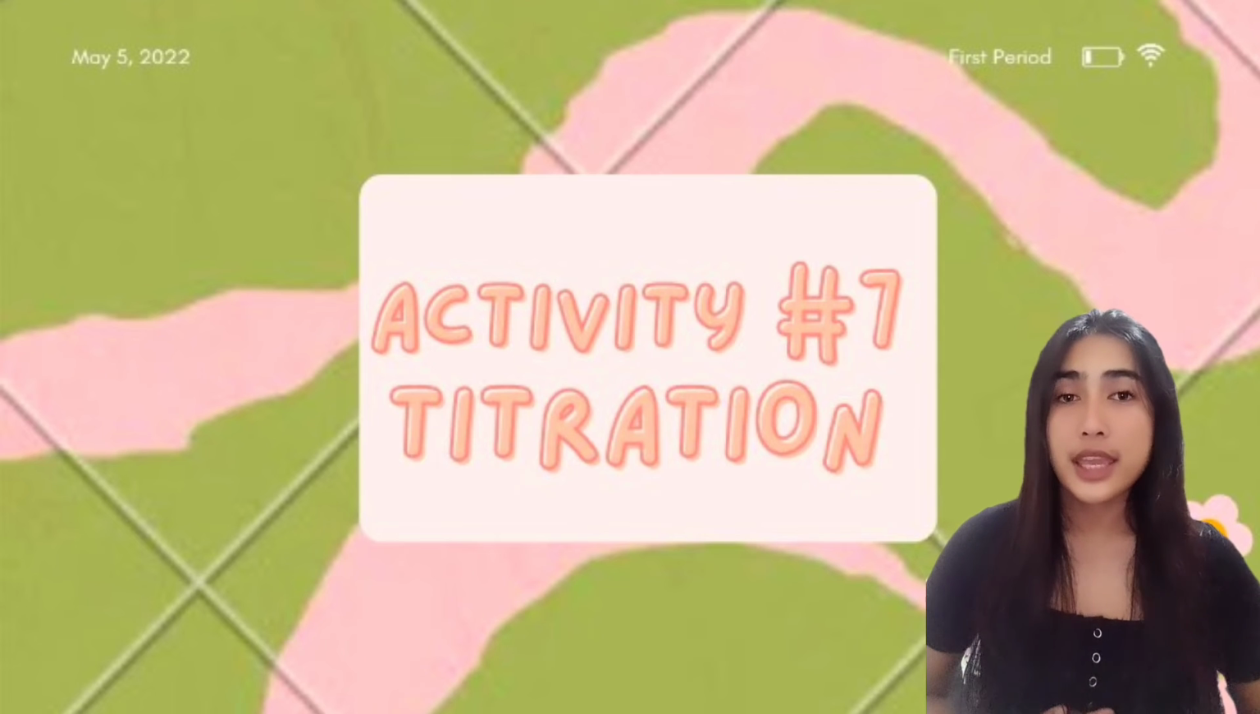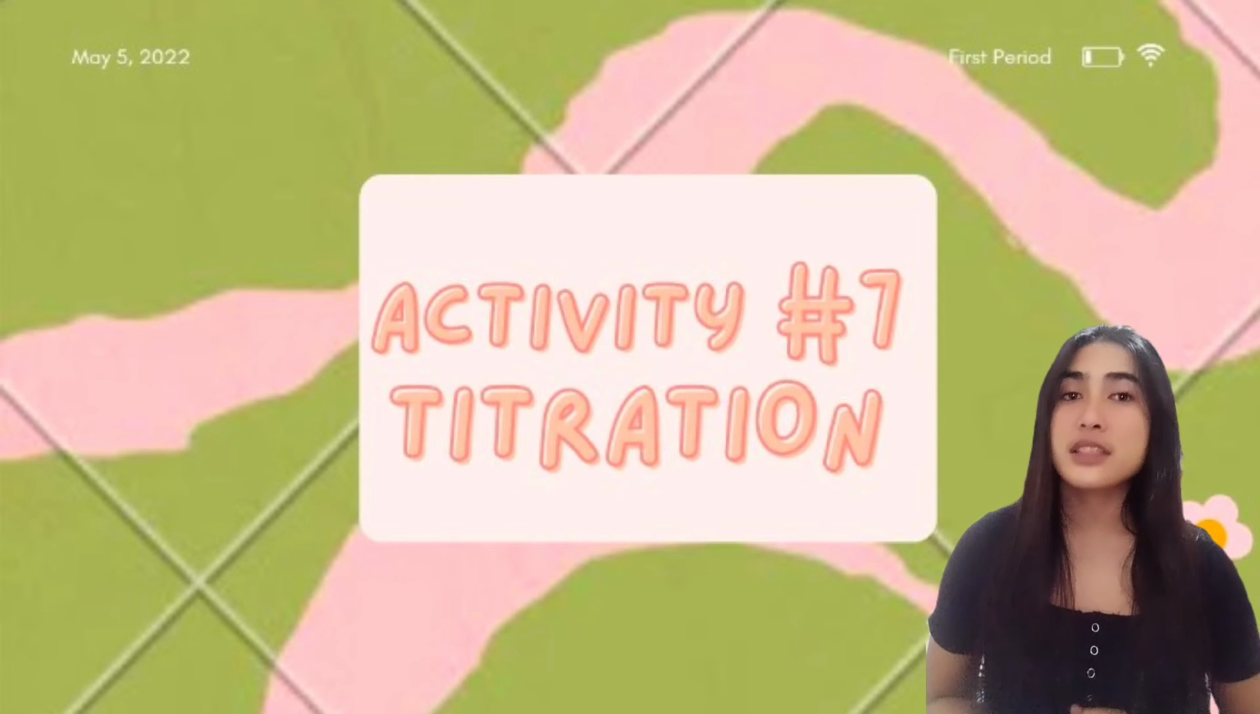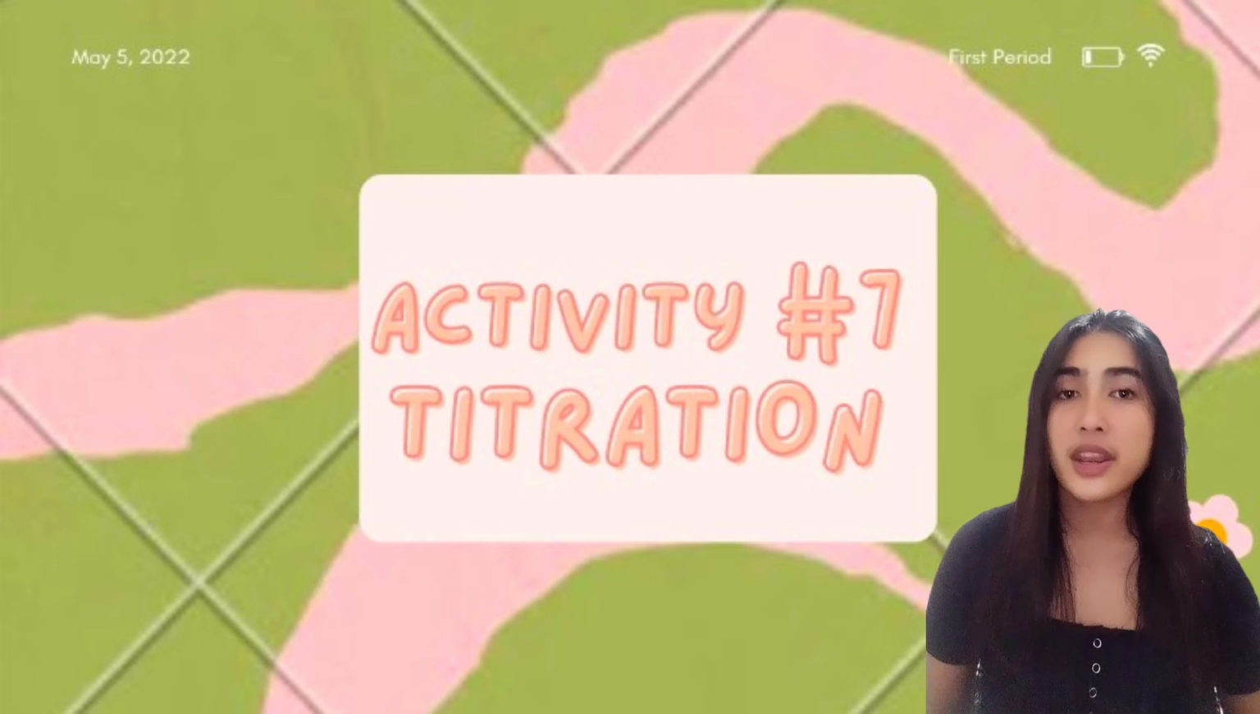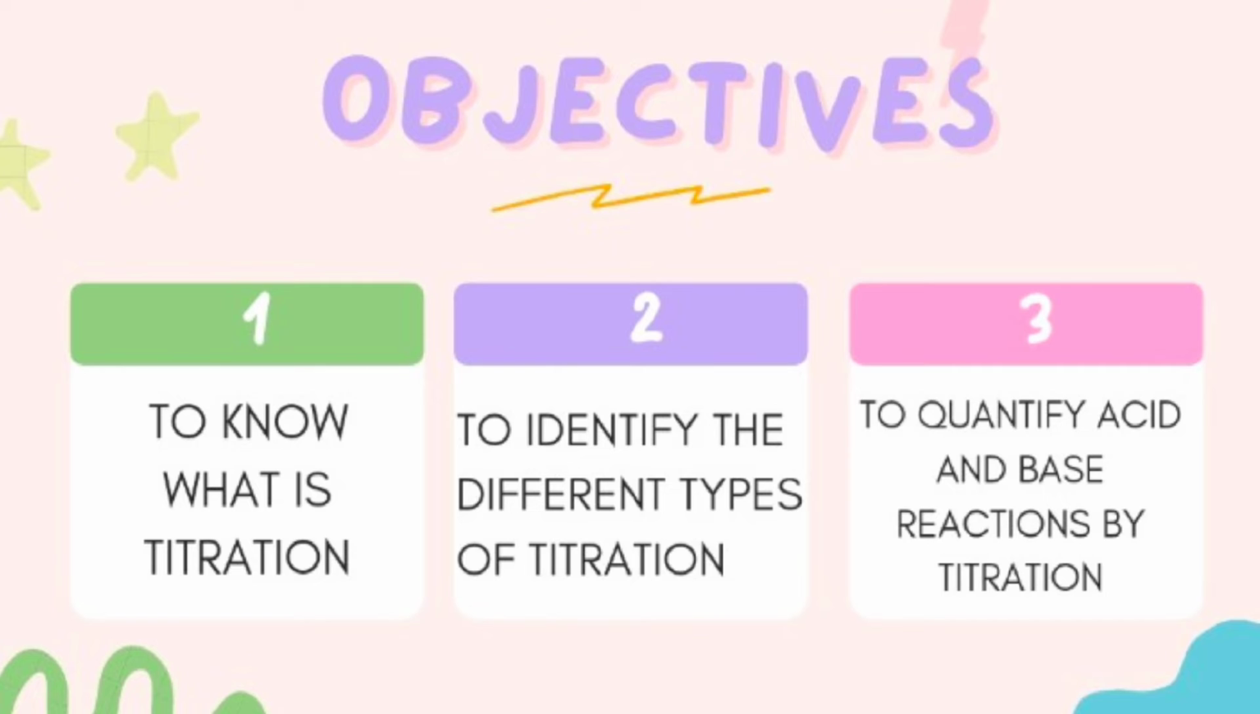I am Aliyah K.D. Cuajotor, and for today's activity, Activity 7, entitled Titrations. We have three objectives. The first one is to know what titration is. The second is to identify the different types of titrations. And the last one is to quantify acid and base reactions by titrations.